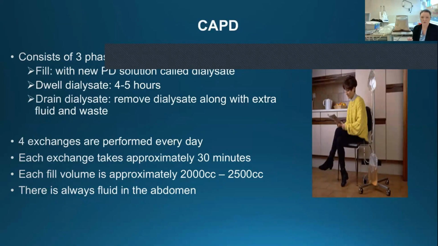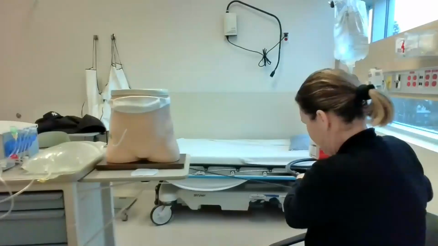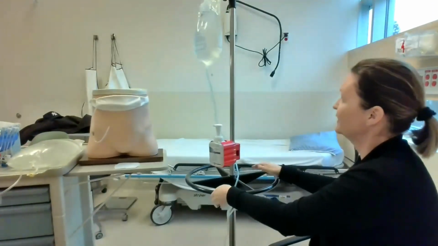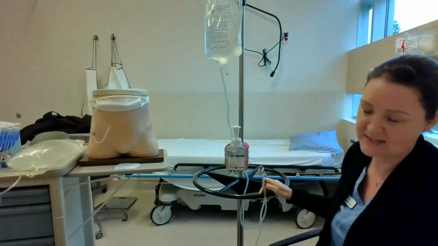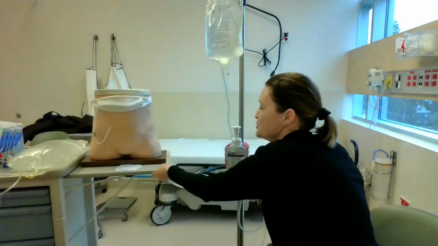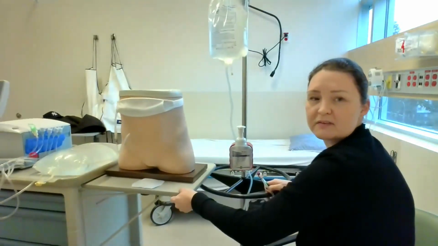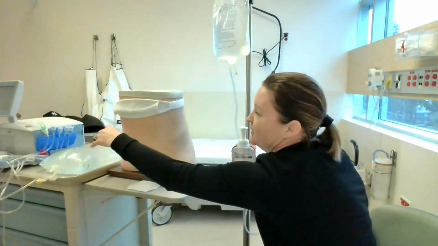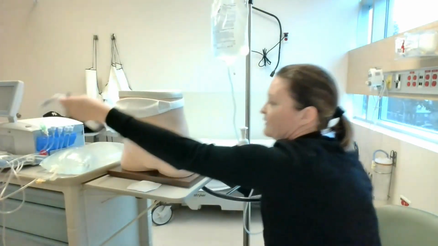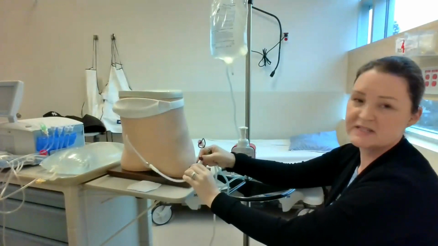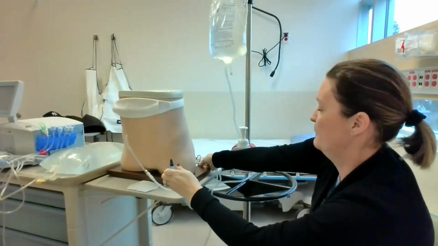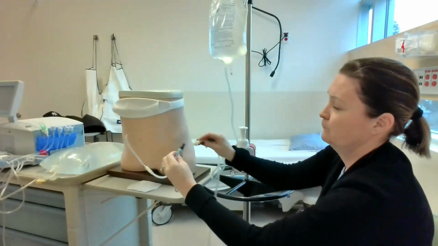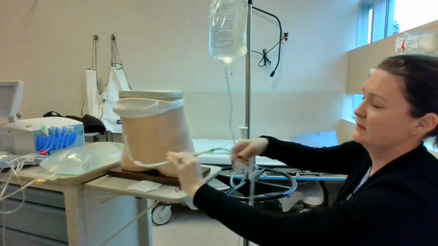So now I'd like to show you an example of the CAPD, the twin bags. So the twin bag consists of 3 phases. So I'll just show you here. You can see the catheter and the twin bag. And to attach, it'll be sterile, and you'll connect your twin bag to the PD catheter, just like this.